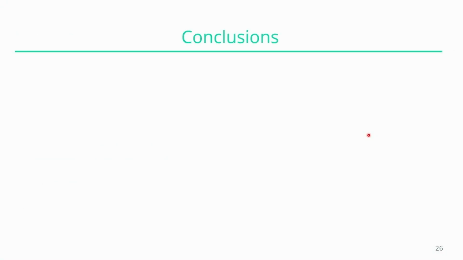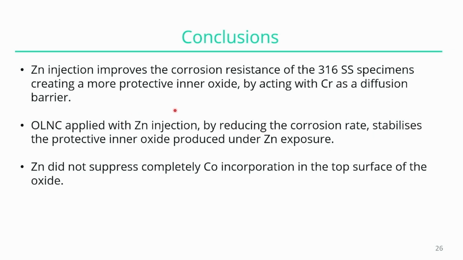To conclude, these results suggest that zinc improved the corrosion resistance of the 316, creating this protective oxide and acting with the chromium as a diffusion barrier for the metal ions. And the AlignableChem treatment helps in stabilizing these protective features of the oxide produced under zinc exposure. However, zinc was demonstrated to not completely suppress the cobalt, at least in the outer oxide, and therefore an improvement to this technology is required in order to mitigate the radiation field buildup.